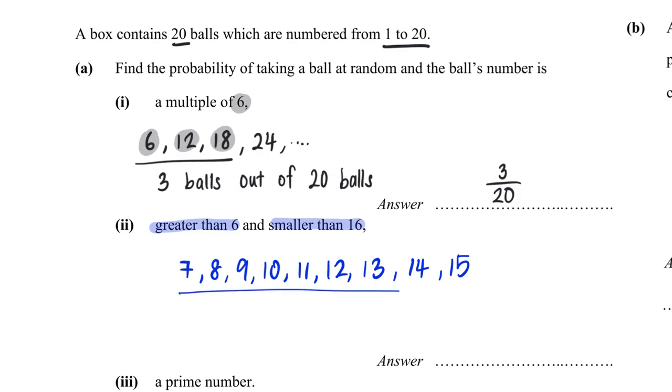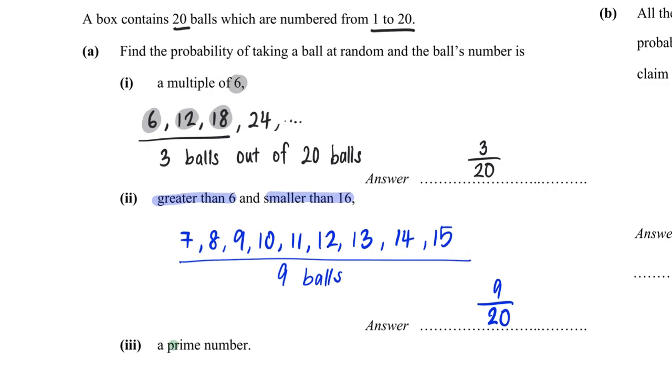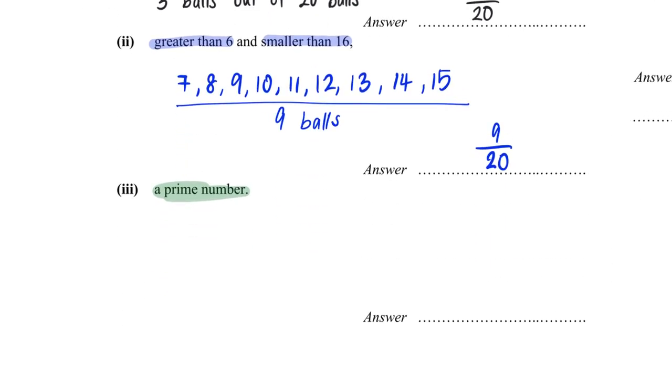So altogether we have 9 balls out of 20, so 9 over 20, and this is the simplest form. And the last part requires us to find a prime number. So for prime number, we need to list out all the prime numbers that are less than 20, starting from 2, 3, 5, 7, 11, 13, 17, 19.